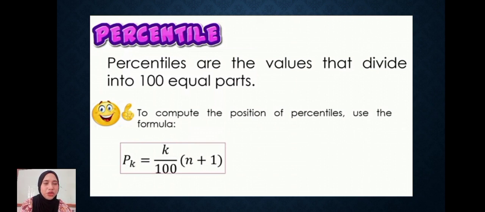Okay, to compute the position of a percentile, use this formula: P sub K is equal to K over 100 multiplied by N plus 1. So for our quartile, what was it? Quartile 1 is 0.25 multiplied by N plus 1. Quartile 2, 0.5 multiplied by N plus 1. Quartile 3, 0.75 multiplied by N plus 1.